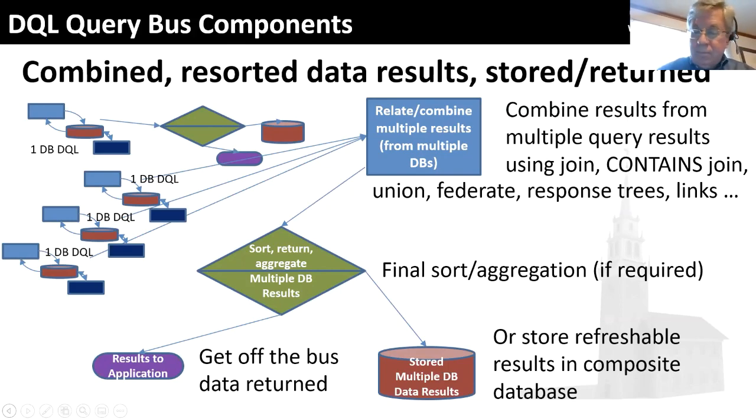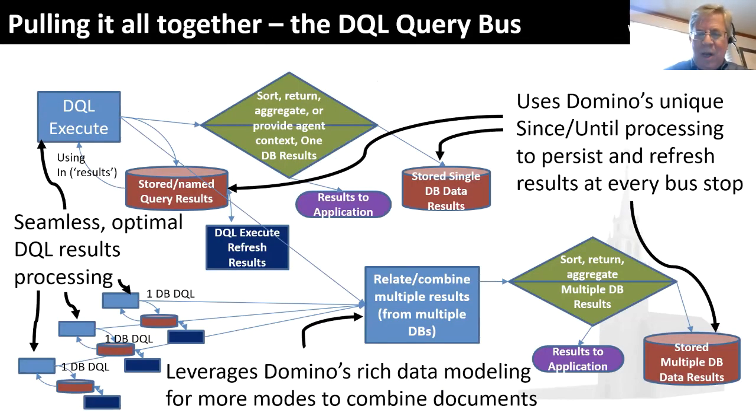Then the final aggregation and sort, and "final" is a funny word because you can do this again, but for this discussion it's the multi-database sort coming in, and you sort and aggregate them any way you want. Again, getting off the bus, or storing the results. And this is the new place we're talking about, the reader list. The result in the bottom right is the new database where you store these things. So that's the picture, and it's quite powerful.